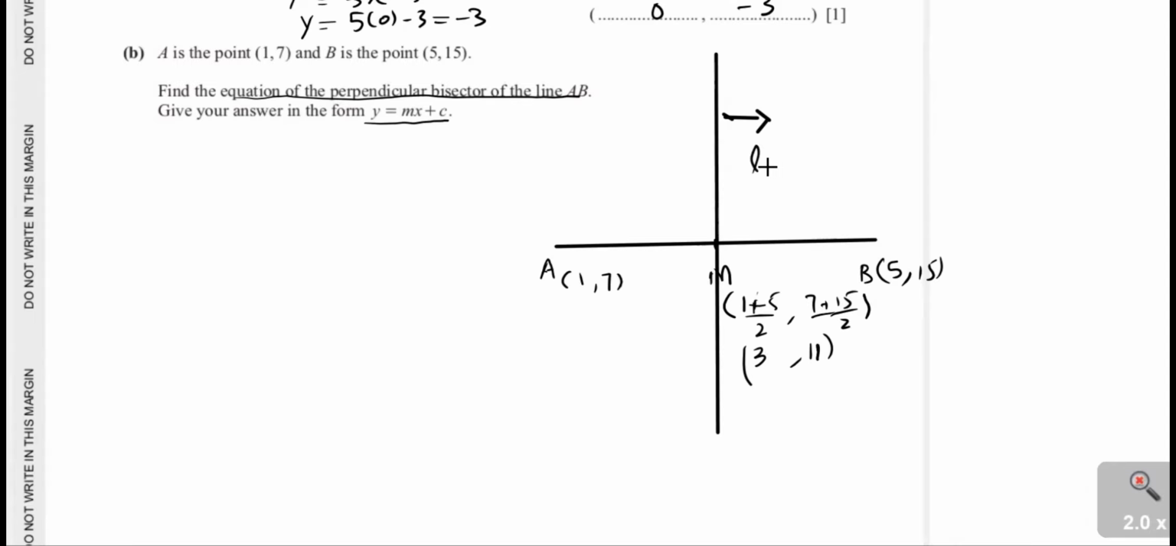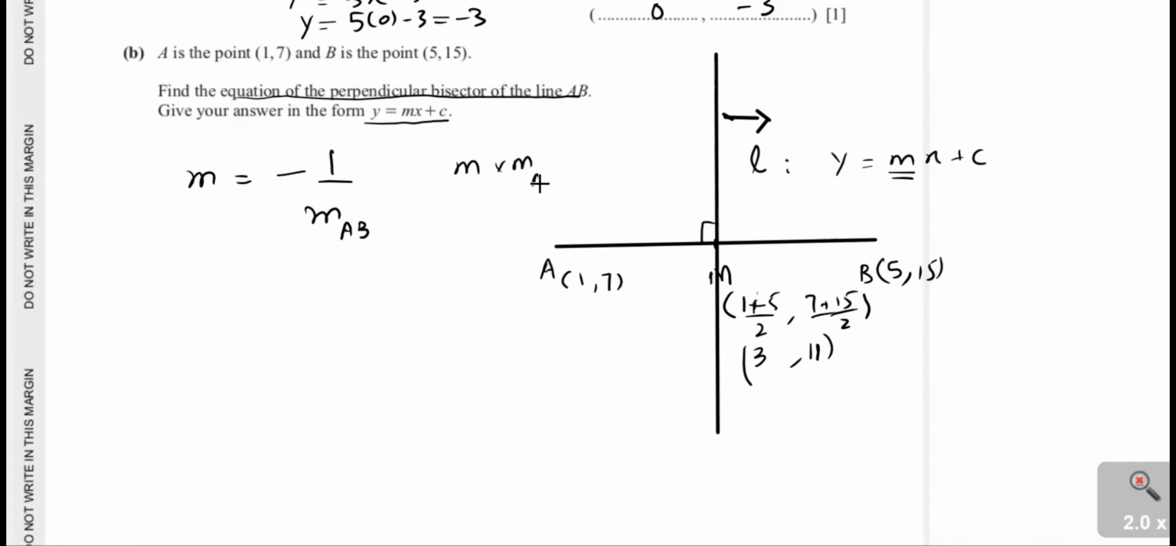We name this line L. Now to calculate the equation of line L, y equals mx plus c, we have to calculate the gradient of this line. The gradient of this line will be equal to the negative reciprocal of the gradient of the line AB, because both lines are perpendicular to each other.